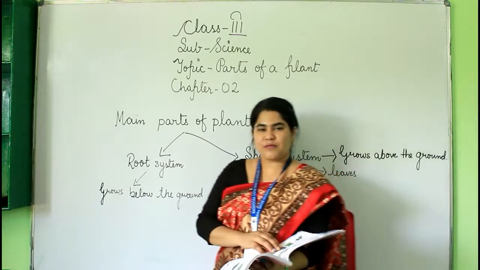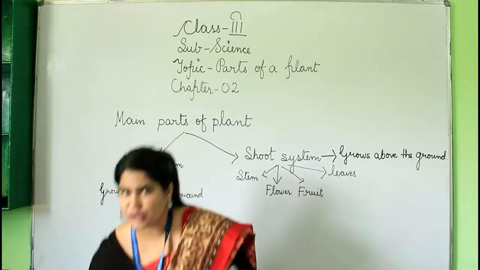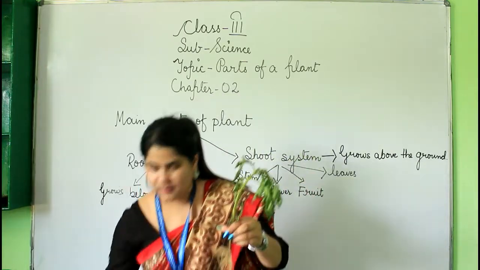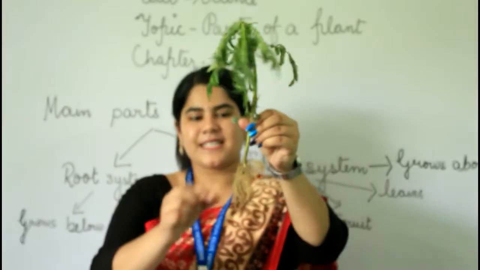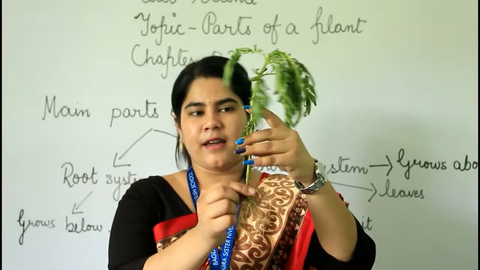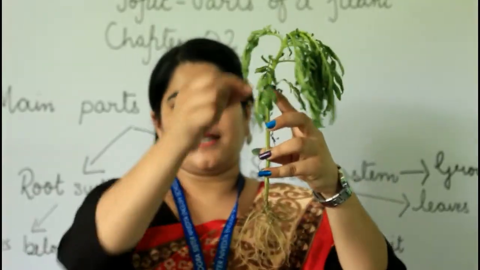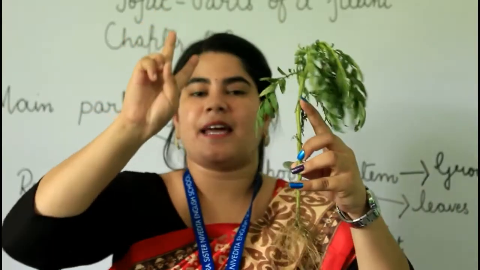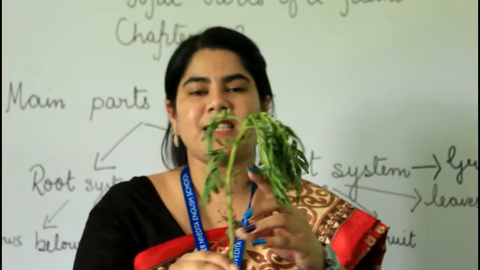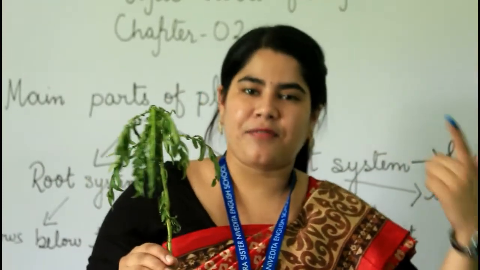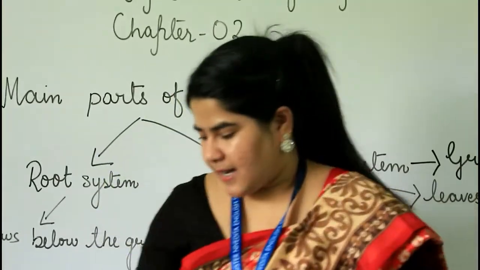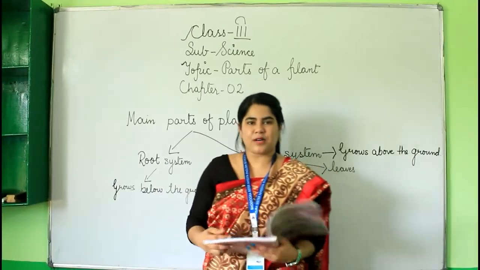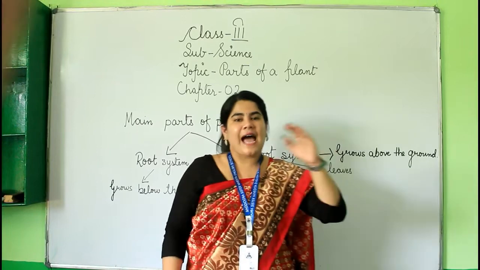So what are the parts of a plant? Again I am going to tell you that this is a root, this is a stem, these are leaves, and there are two more parts, that is fruit and flower.